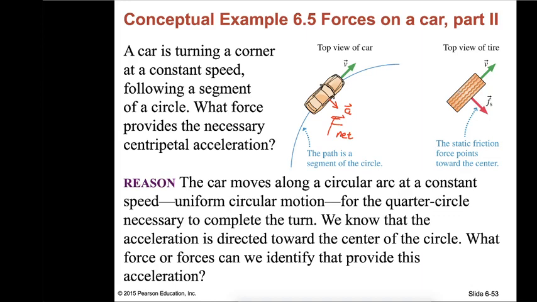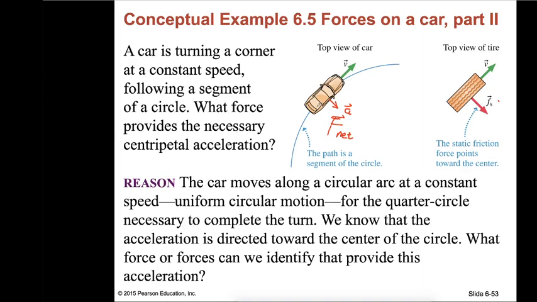The answer is friction, as shown here. The friction of your tire is providing the centripetal acceleration. Imagine if there's no friction at all. Let's say if you're driving on ice, then do you think you can make a sharp turn? It's very difficult.